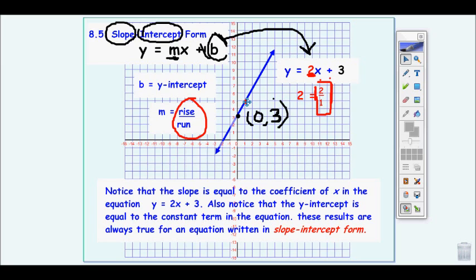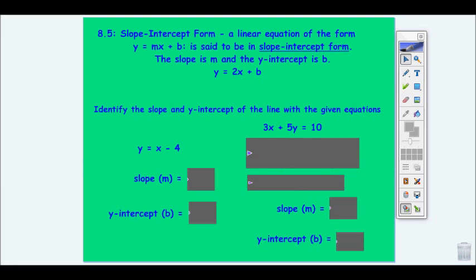As you can see, the line that is drawn that passes through both of those points would be the line for this equation. The x and the y in the equation stand for all the possible coordinate points, all the possible x and y's that would fall on this linear equation, on this line. A linear equation of the form y equals mx plus b is said to be in slope-intercept form. The slope is m, and the y-intercept is b.